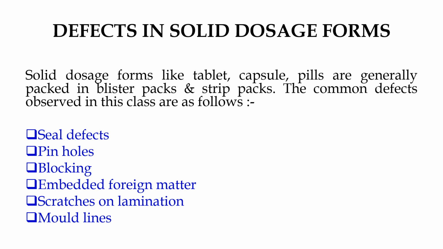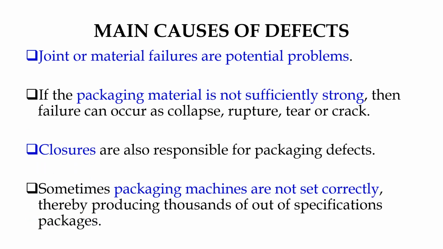The packaging is not sealed properly, or there are pinholes, gaps, blocking, or embedded foreign matter, where while it is being packed some foreign matter gets entrapped. Or there are scratches on the lamination, it is not smooth, not clear, not clean, or molding lines are visible on the packing. So these are some of the defects which are noticed on solid dosage forms.